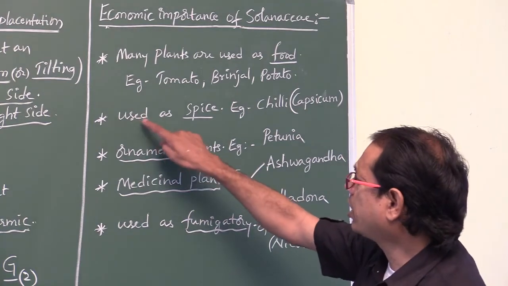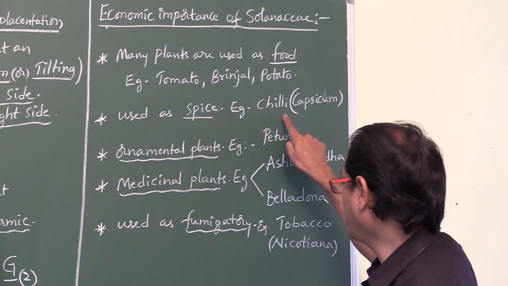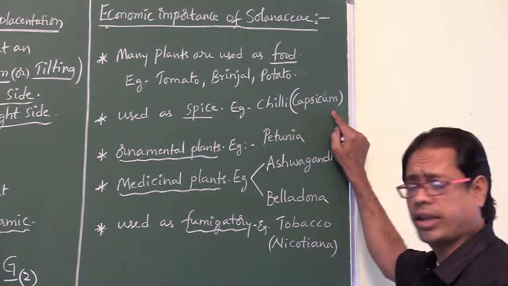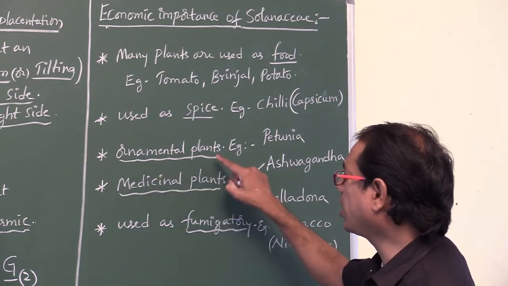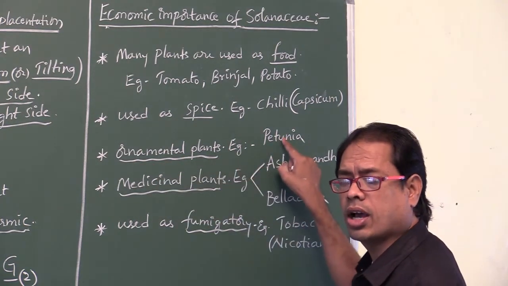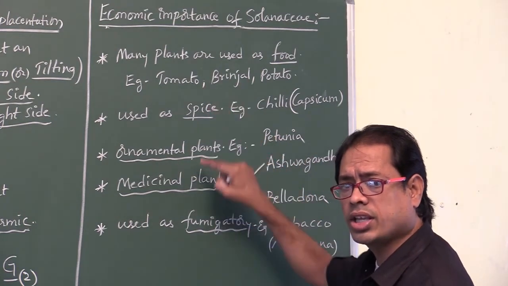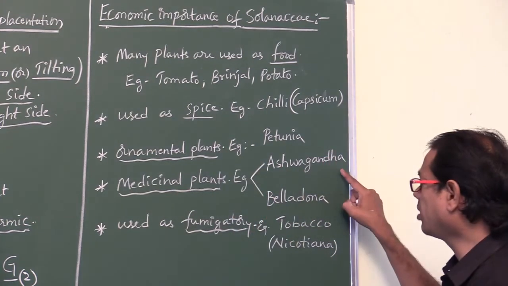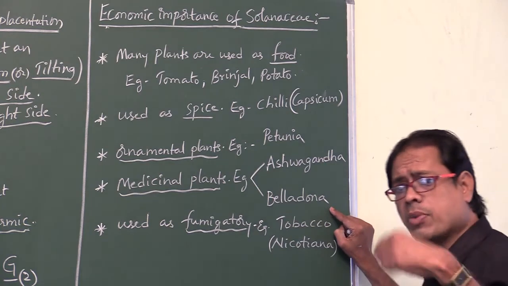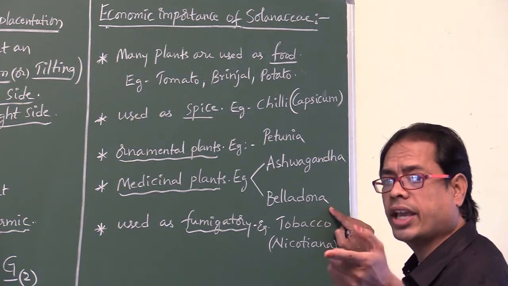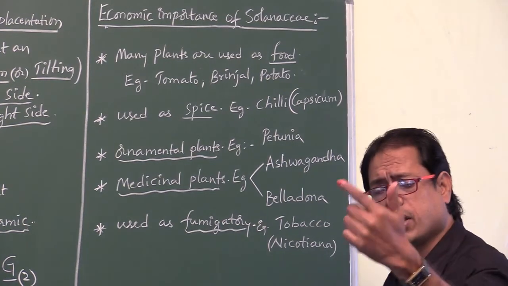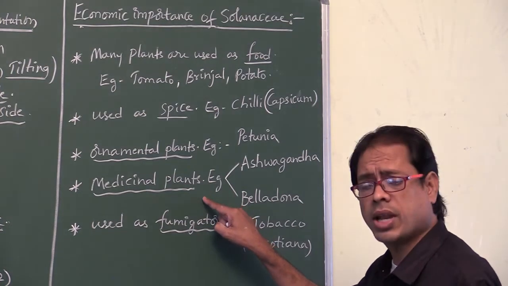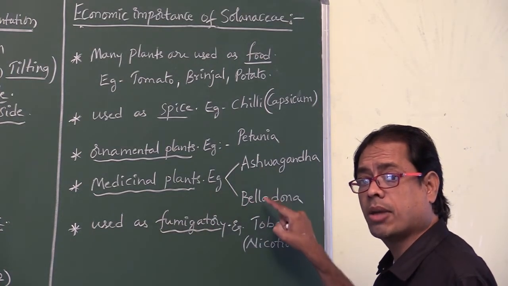Next, some plants are used as spice. Example, chilies. Scientific name, Capsicum frutescens. Capsicum is the genus name. Next, some plants are used as ornamental plants. Example, petunia. The ornamental plant of Solanaceae is petunia. Medicinal plants of Solanaceae are ashwagandha and belladonna, whereas the Fabaceae medicinal plant is mulethi. Yesterday we learned that the Fabaceae medicinal plant is mulethi. Solanaceae medicinal plants are ashwagandha and belladonna, AB.